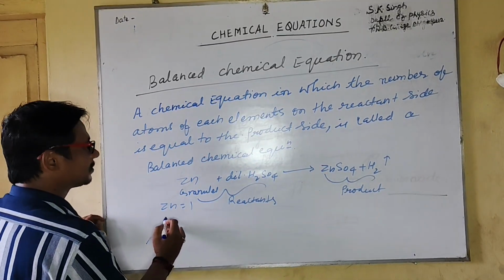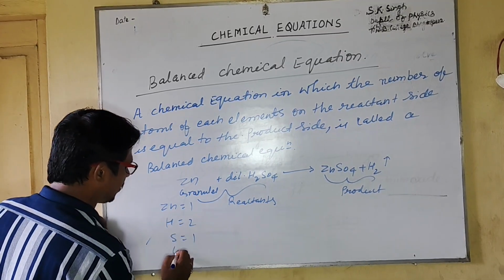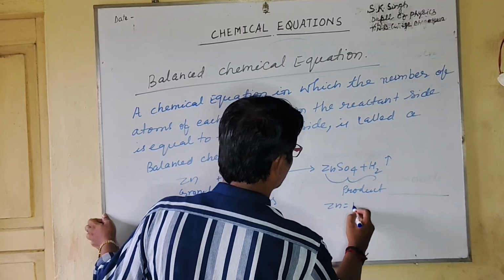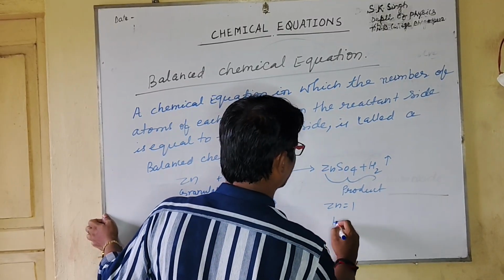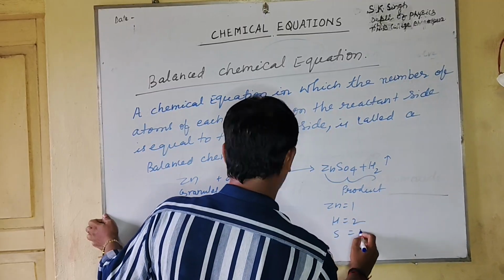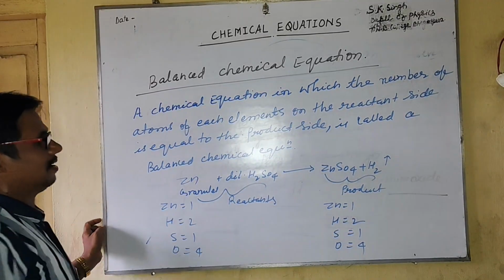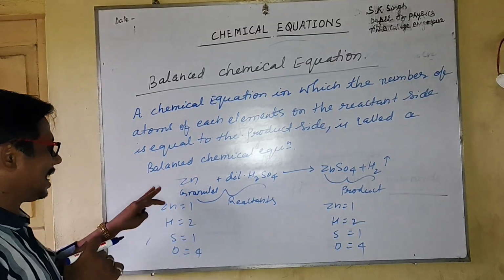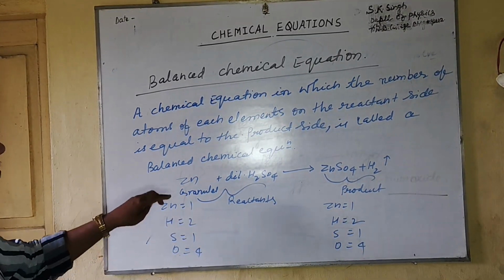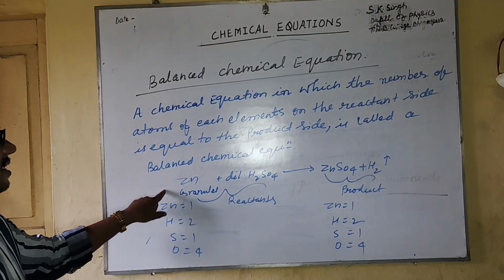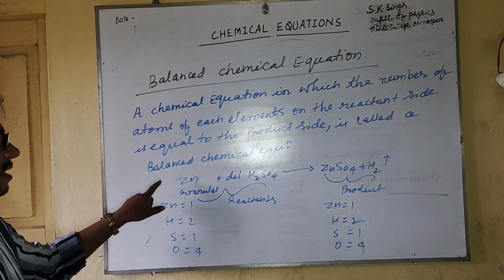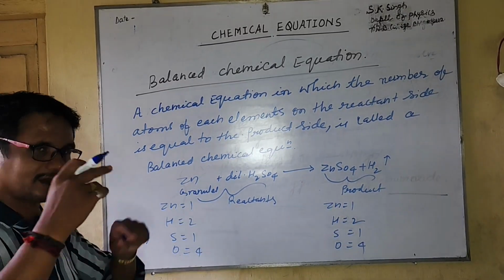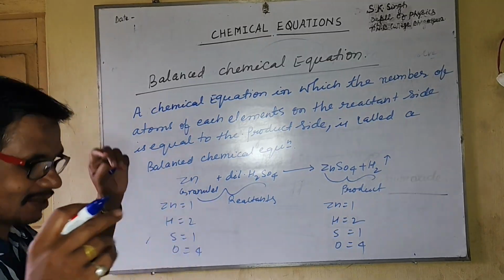So on the reactant side, zinc is 1, hydrogen is 2, sulfur is 1 and oxygen is 4. There you can look, on the product side zinc is 1, hydrogen is 2, sulfur is 1 and oxygen is 4. Look here, this is a balanced chemical equation, because the number of atoms of each element on the reactant side is equal to the product side. That is all about the balanced chemical equation.